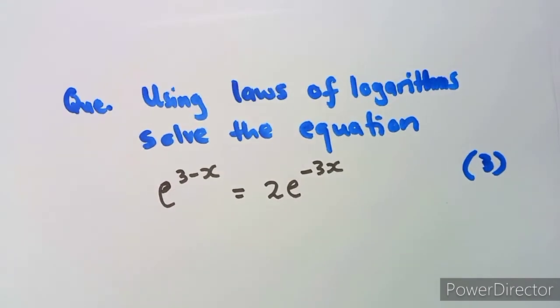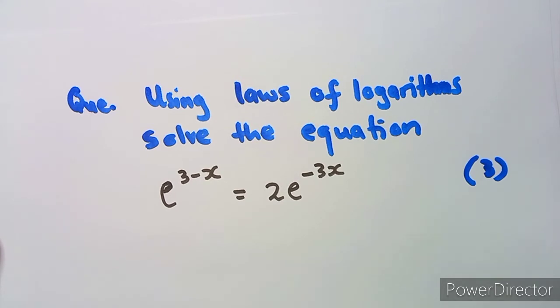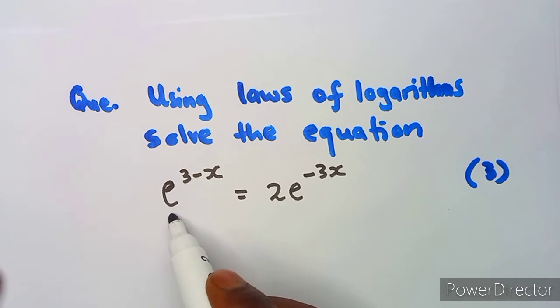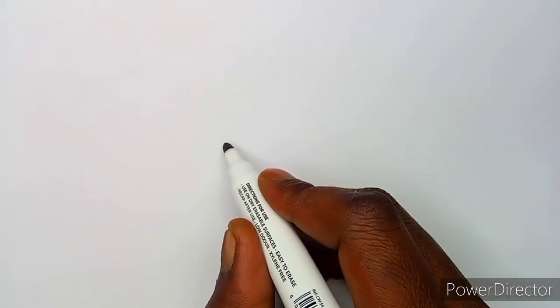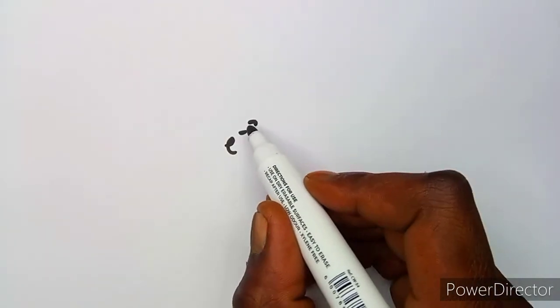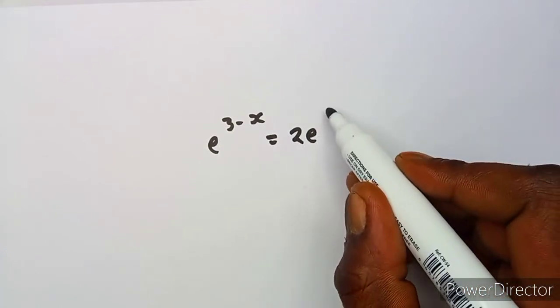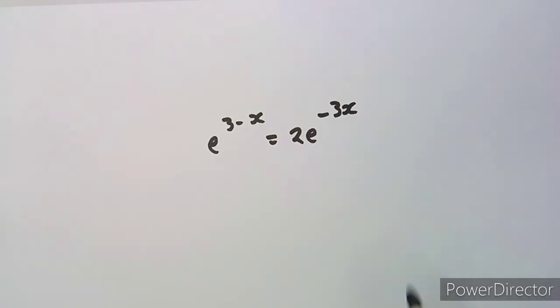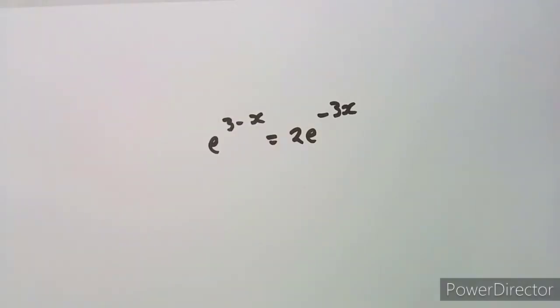We are given this: using laws of logarithms, solve the equation that we have got here. Like I said, you can apply your logarithms directly, but this is e, this is e, these bases are the same. So if I am given something of the same base, it's supposed to be like this: e to the exponent of 3 minus x is equal to 2e to the exponent of minus 3x. I want to solve for x.